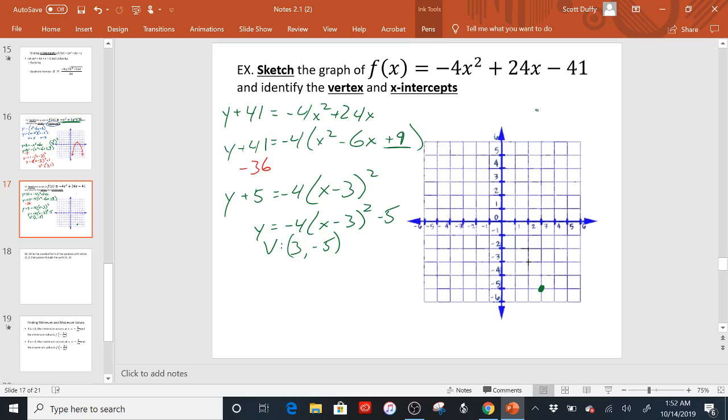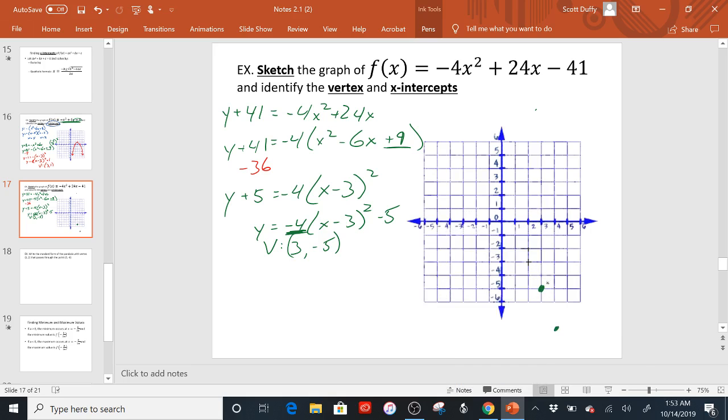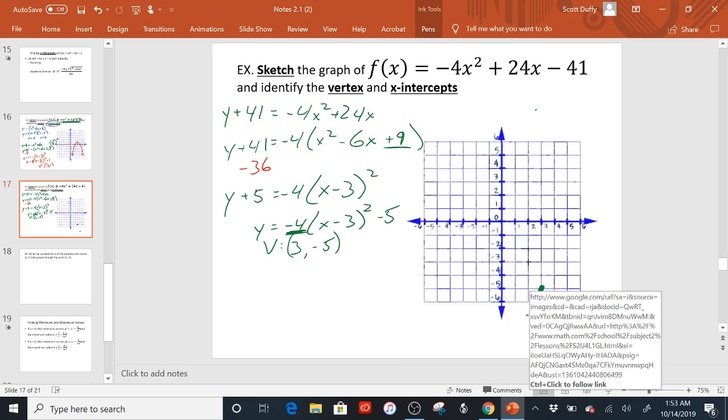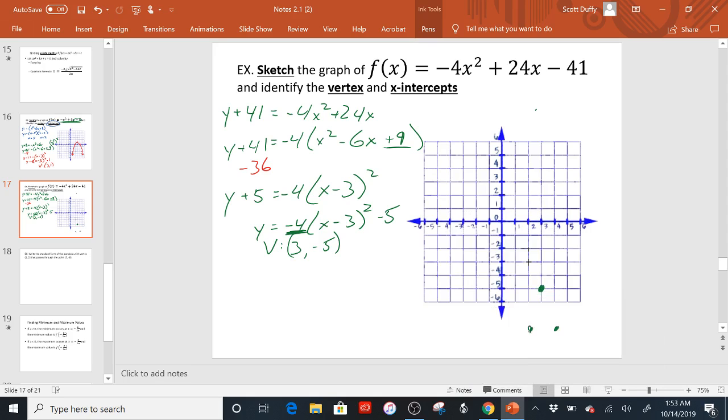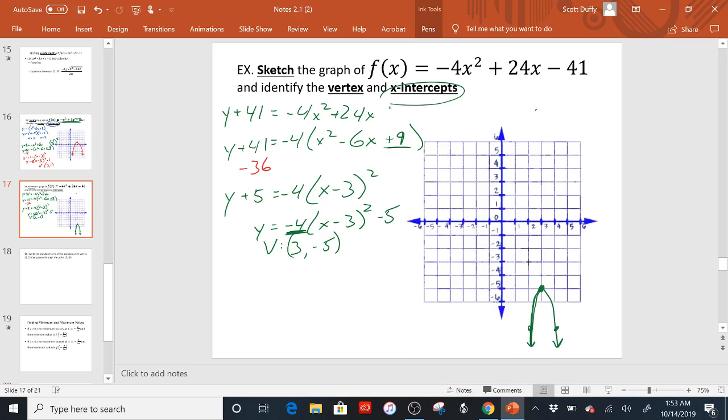And just looking at this, I see my multiplier out here is negative 4. That means instead of going right 1, up 1, it's really going to go right 1, down 4. So it'd be right here. And same thing with this other side, down 4. So this is negative. I know it's going to open down. And I'm not going to have any x-intercepts. No x-intercepts.